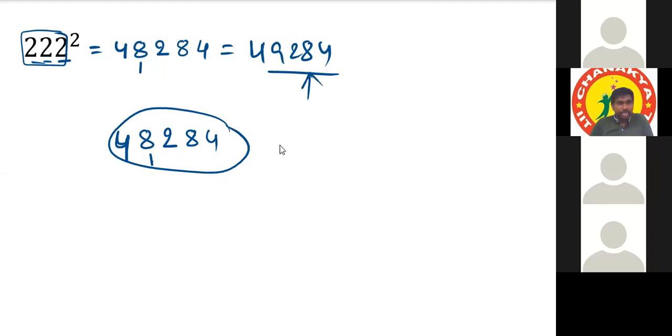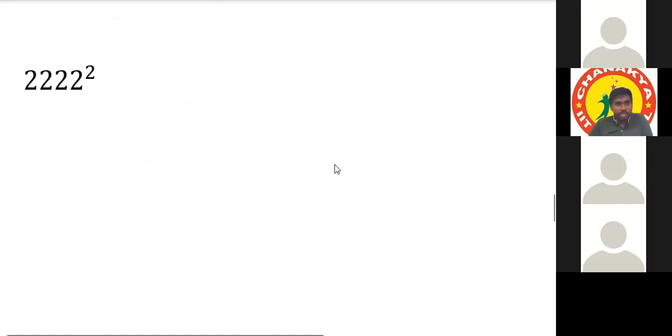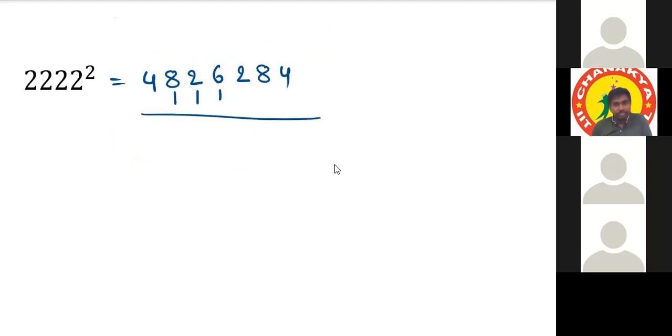What if there are four 2s? First is 4. Then 4, 8. Then 4, 8, 12. Then 12, then 16. Then before 16, 12. Before 12, 8. Before 8, 4. The answer is 4937.